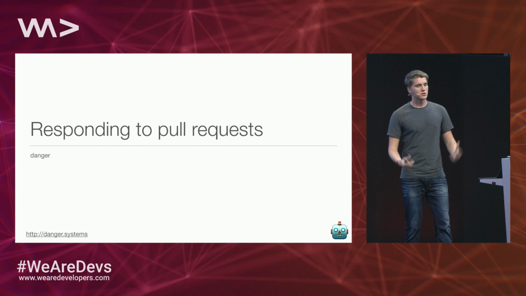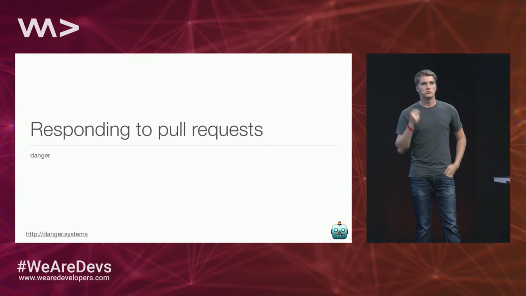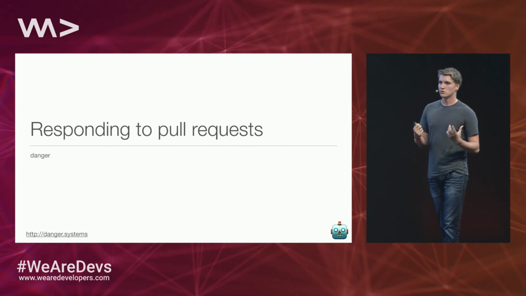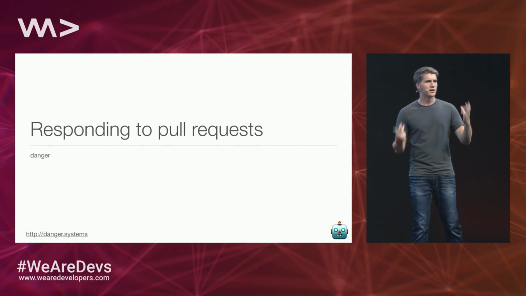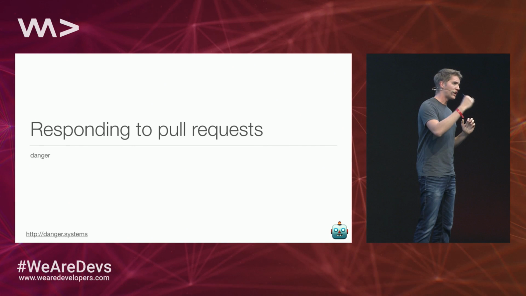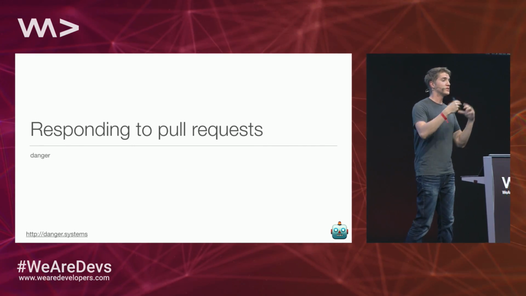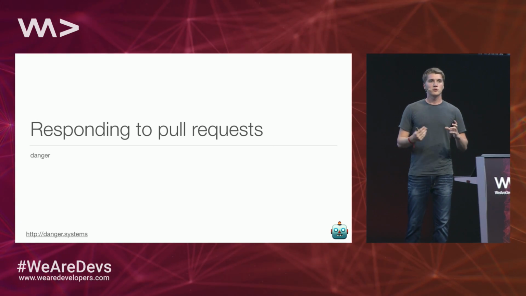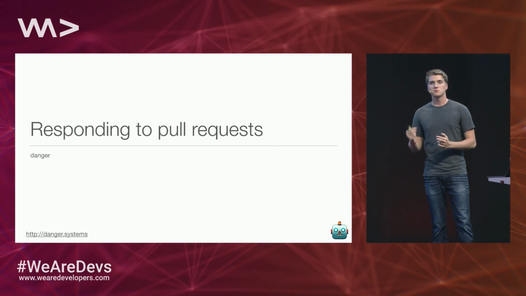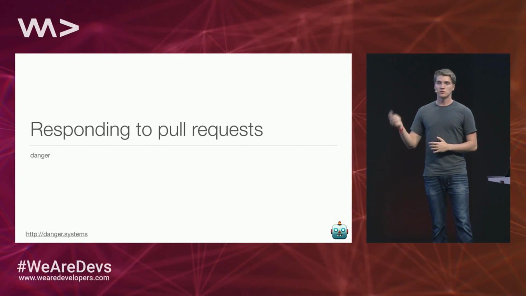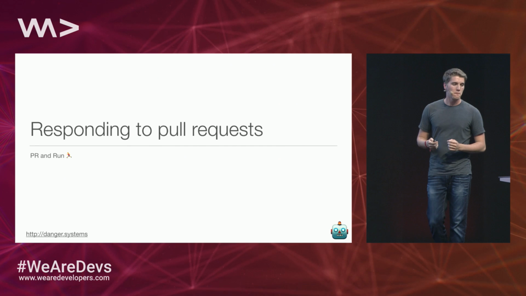So Danger is an open source Ruby tool that allows you to define rules for pull requests. This is a really cool thing because you can define rules like, hey, if this file gets modified, show a warning asking if this was really intentional. Or maybe if there's 20 new lines of code, there must be at least one new test being added to the code base. This is a really cool project. I encourage you all to check it out.